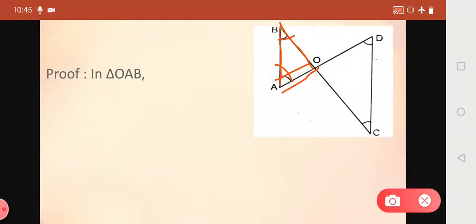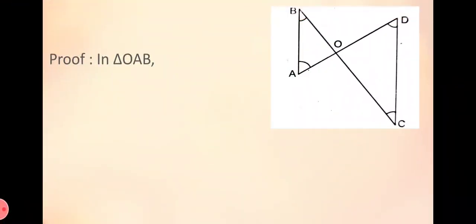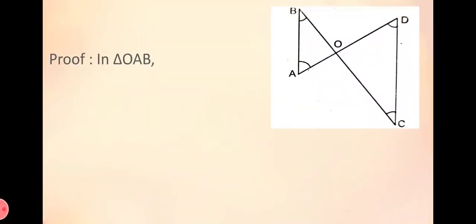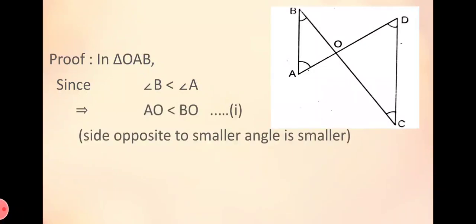That is the opposite side of angle B. Opposite side of angle B, this is our angle B, the opposite side will be AO. Similarly, the opposite side of angle A will be OB. Yes. So in triangle OAB, as it is given, since angle B is less than angle A, implies that AO is less than BO. Let it be number 1, because the side opposite to the smaller angle is smaller.